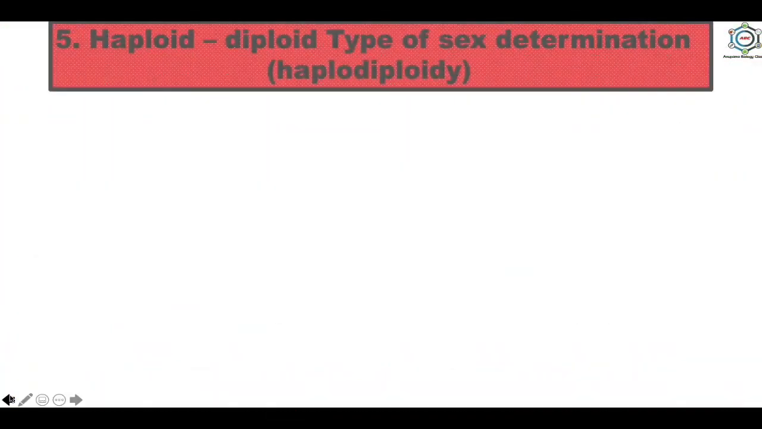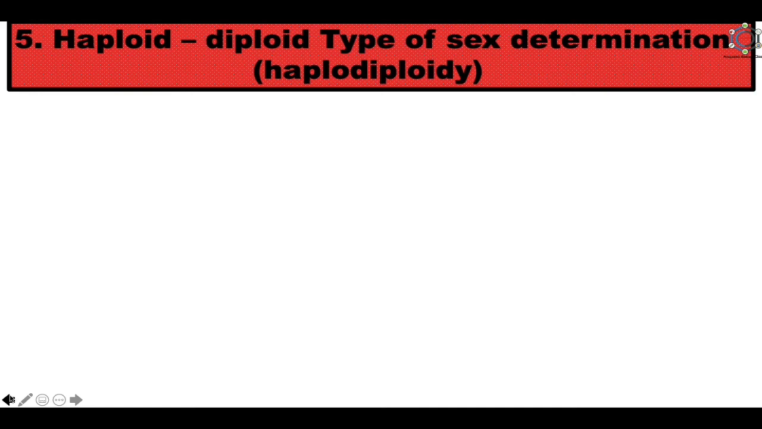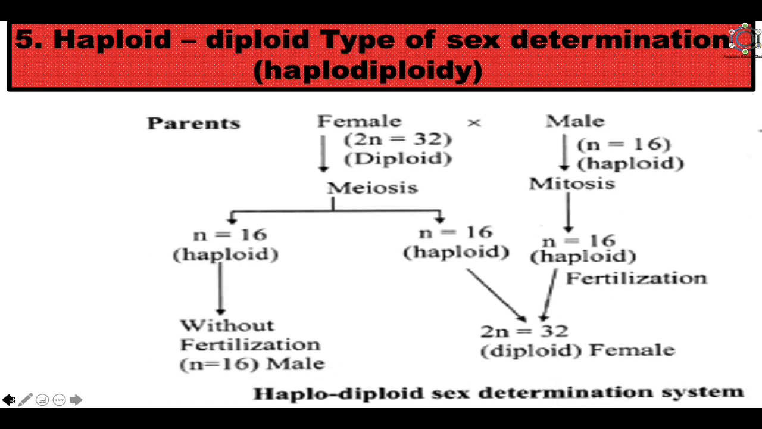Now the fifth is the haploid-diploid type of sex determination, that is haplodiploidy. Hymenopterous insects such as bees, wasps, sawflies and ants show a unique phenomenon in which an unfertilized egg develops into a male and a fertilized egg develops into a female.